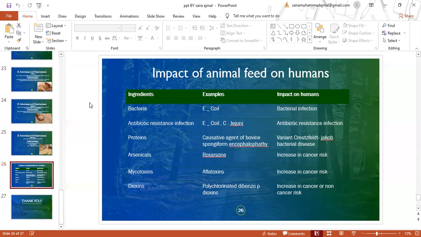Impact of animal feed on humans. Ingredients like bacteria, antibiotic resistance, infectious proteins, arsenicals, mycotoxins, and dioxins. Example of bacteria: Escherichia coli, causative agent of bovine spongiform encephalopathy, aflatoxins, polychlorinated dibenzo-p-dioxins. Impact on humans: bacterial infection, antibiotic resistance infection, and increase in cancer risk, non-cancer risk, etc.